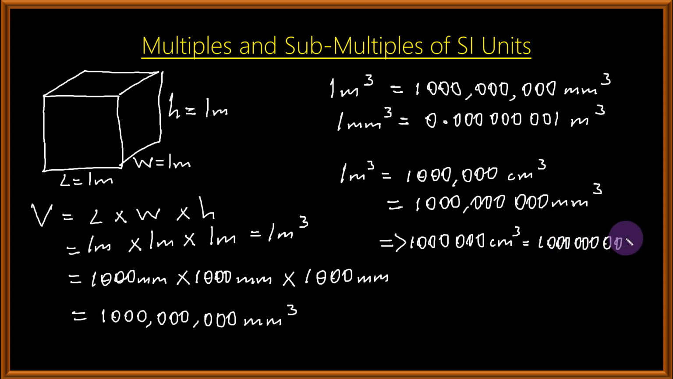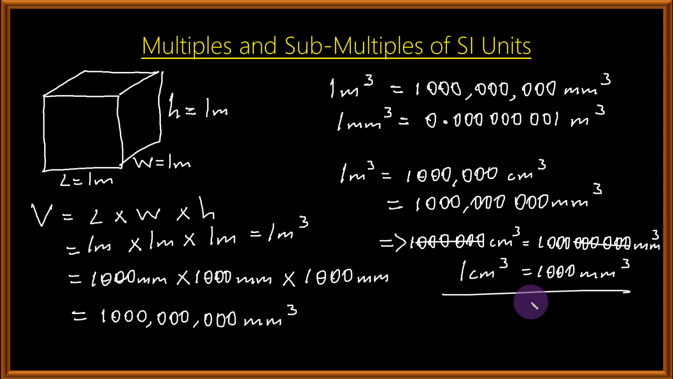You can see how difficult it becomes when it comes to writing all those zeros. It becomes that this is the same. If I divide both sides by 1 million, I'm going to get that 1 centimeter cubed is equal to 1000 millimeters cubed. And this is another way of showing 1 centimeter cubed is equal to 1000 millimeters cubed.